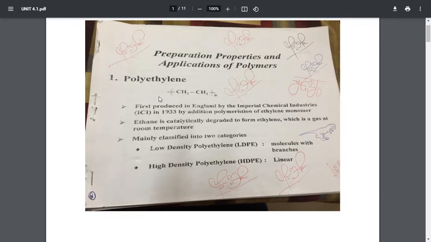Okay, let's pay attention. Preparation, properties, and application of polymers. Basically, in this fourth semester, you just need to know the preparation, then the properties, and then the application of various polymers. So let us first consider polyethylene. It was first produced in England by the Imperial Chemical Industries (ICI) in the year 1933 by addition polymerization of ethylene monomer.